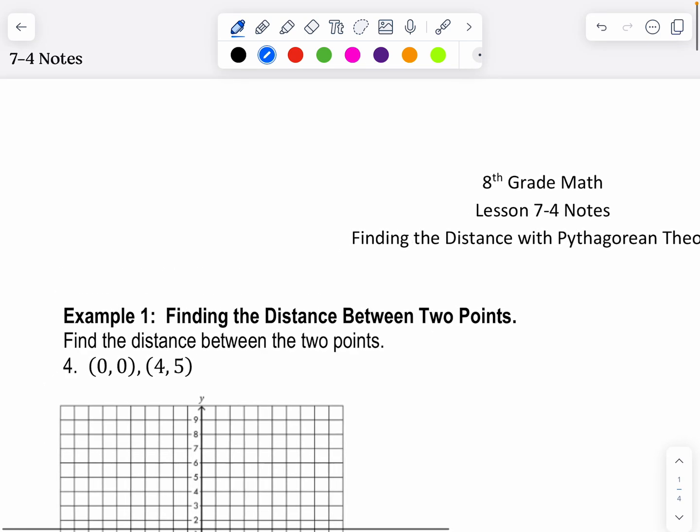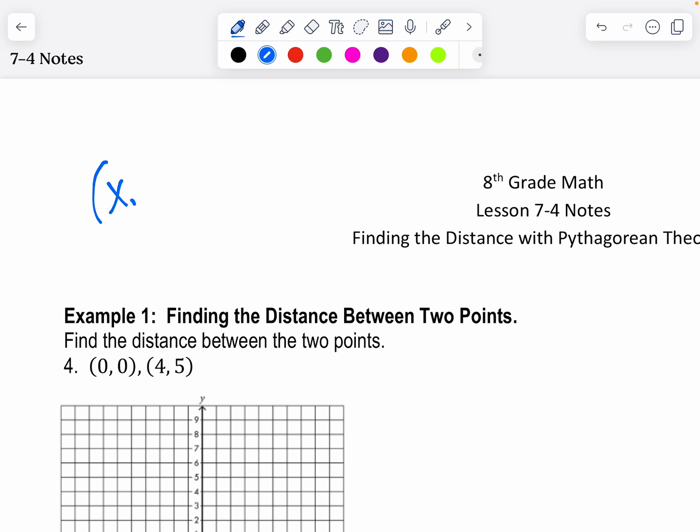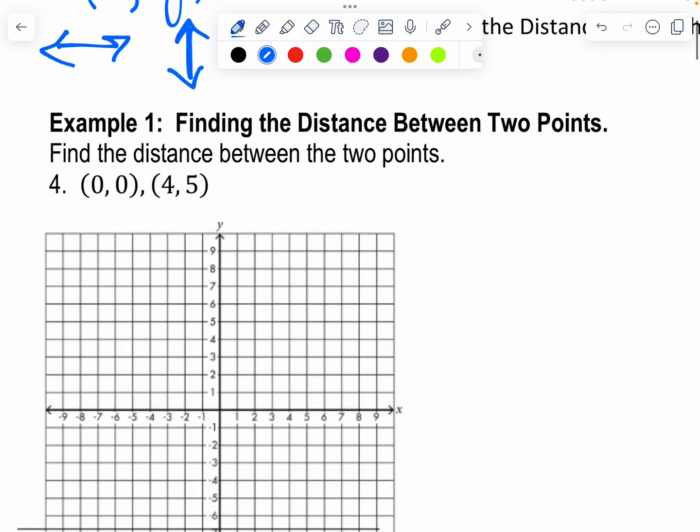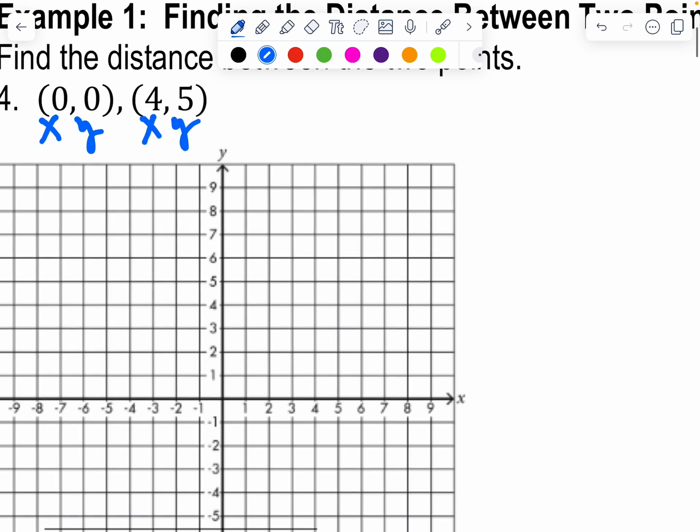We need to remember that an ordered pair goes X, then Y, and X is our horizontal axis going left to right, and Y is our vertical axis going up and down. So in saying that, we have XY, XY. Our first point is 0, 0. Our second point is 4, 5. So I go over 4, up 5, put a point.